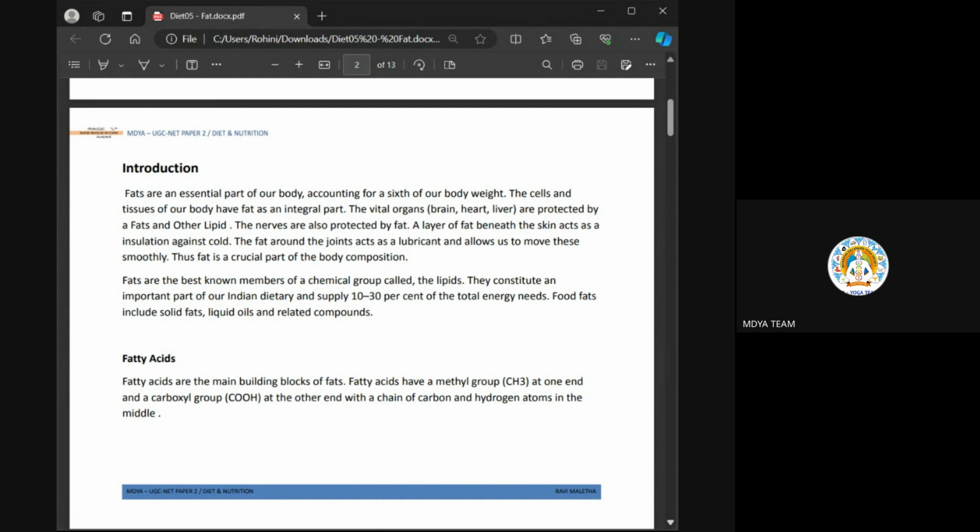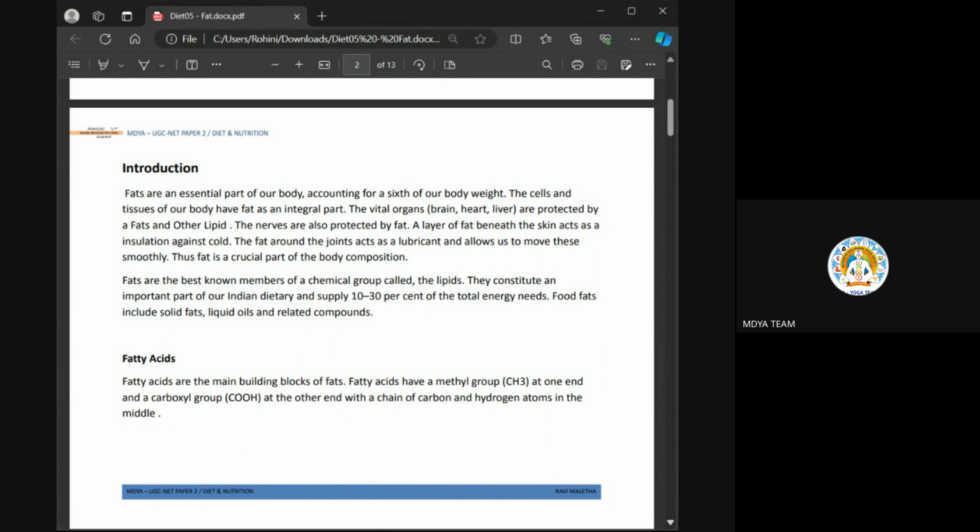So the cells and tissues of our body have fat as an integral part. The vital organs like the brain, heart, and liver are protected by fat or lipids. The nerves are also protected by fat because they need security. If they get easily damaged, then we suffer a lot of disease. That's why the protection of these organs is needed.